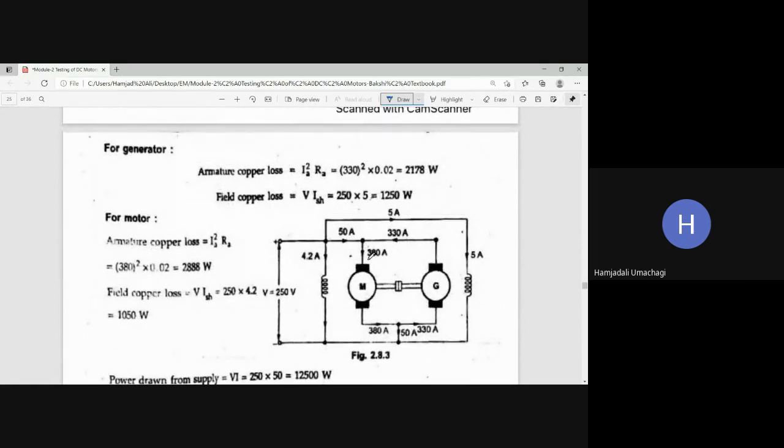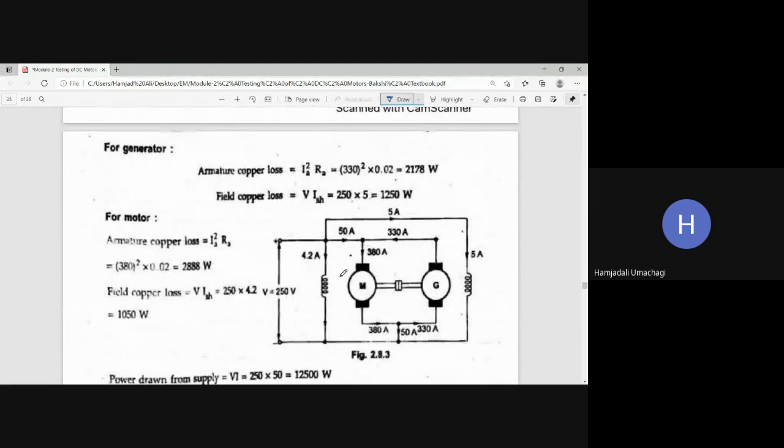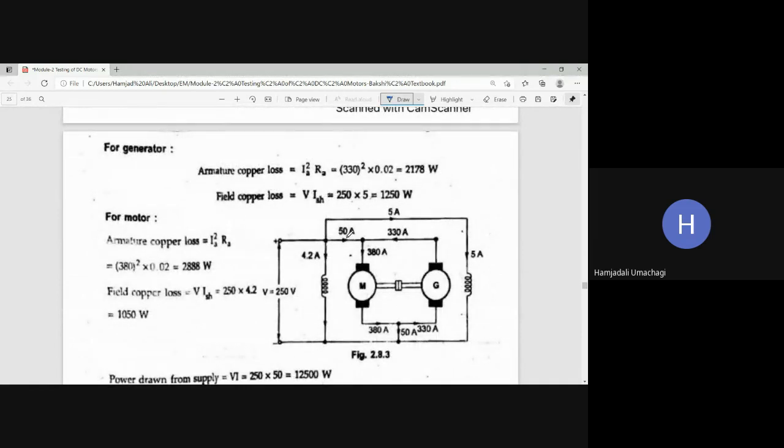So this is the motor armature current, and they have also given the field current of the generator as 5. Apart from that, the field current of the motor is 4.2. And how much current is drawn? Current taken from the power supply is 50 ampere. So if it is 50 here, and the motor armature current is 380, from this we get the generator armature current, which is the difference, 380 minus 50. It is going to be 330 ampere, which is the generator armature current.